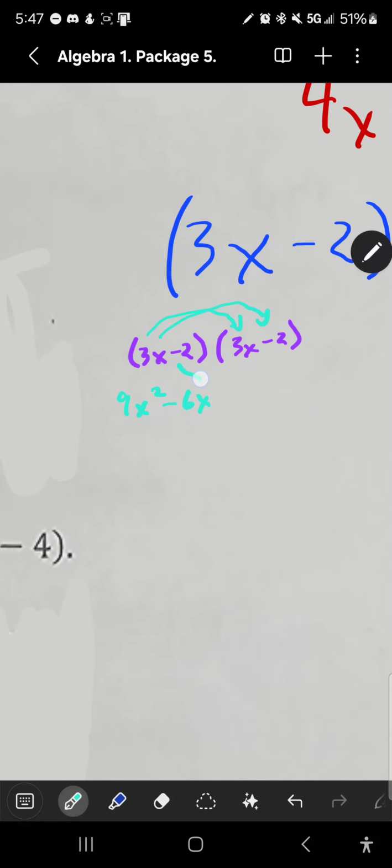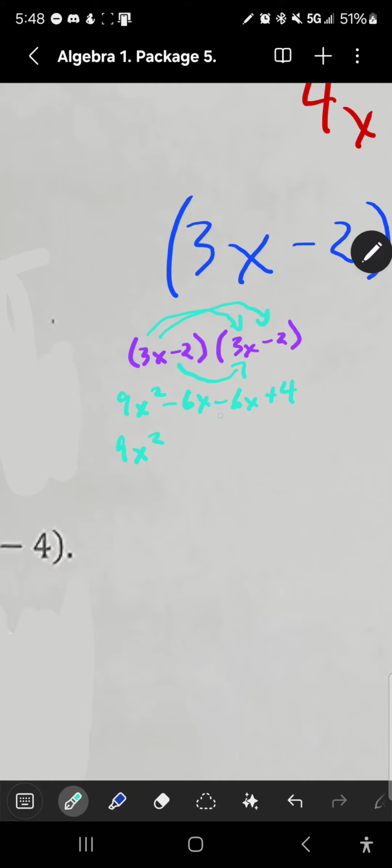Now, negative 2 times 3, minus 6, and we keep the x. And then negative 2 times negative 2, they are both negative, so our answer is positive, and 2 times 2 is 4. And if we only have one x squared, so we keep the 9x squared.